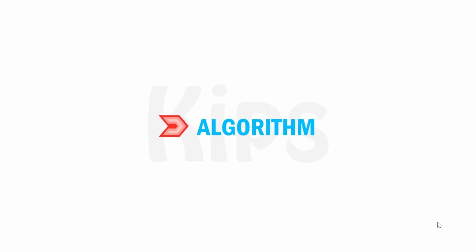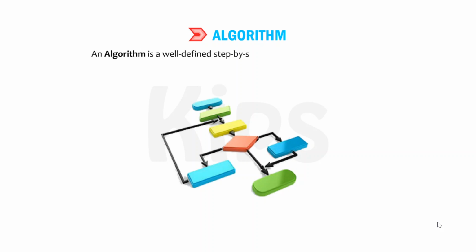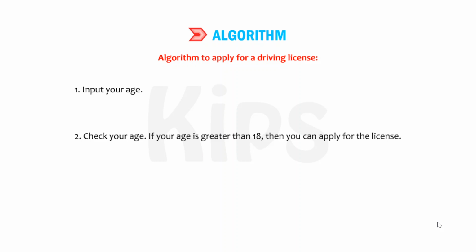Students, now let's talk about algorithm. An algorithm is a well-defined step-by-step procedure to solve a problem. It helps us to understand the problem and its solution in a better way. Algorithm to apply for a driving license. Number 1, input your age. Number 2, check your age. If your age is greater than or equal to 18, then you can apply for the license. Number 3, if it is less than 18, then you are not eligible to apply for a driving license.